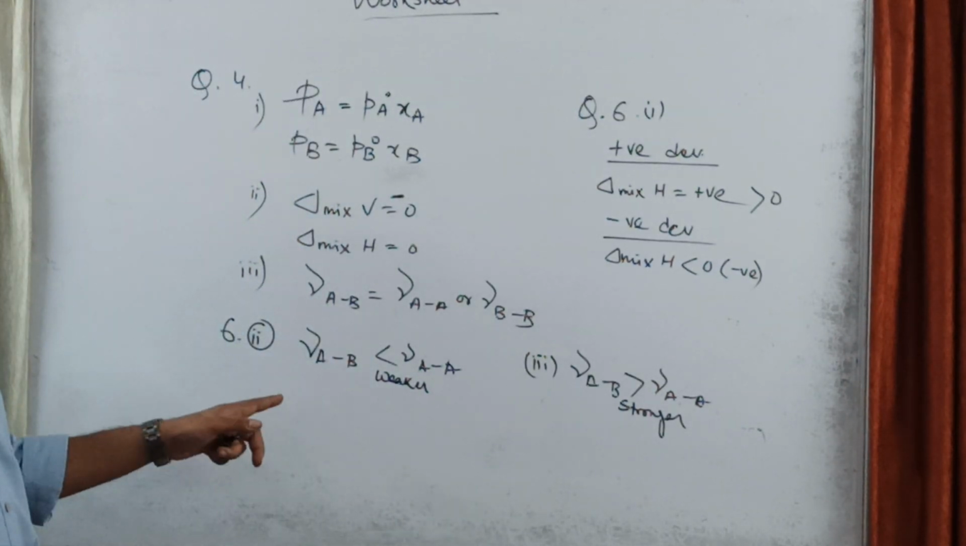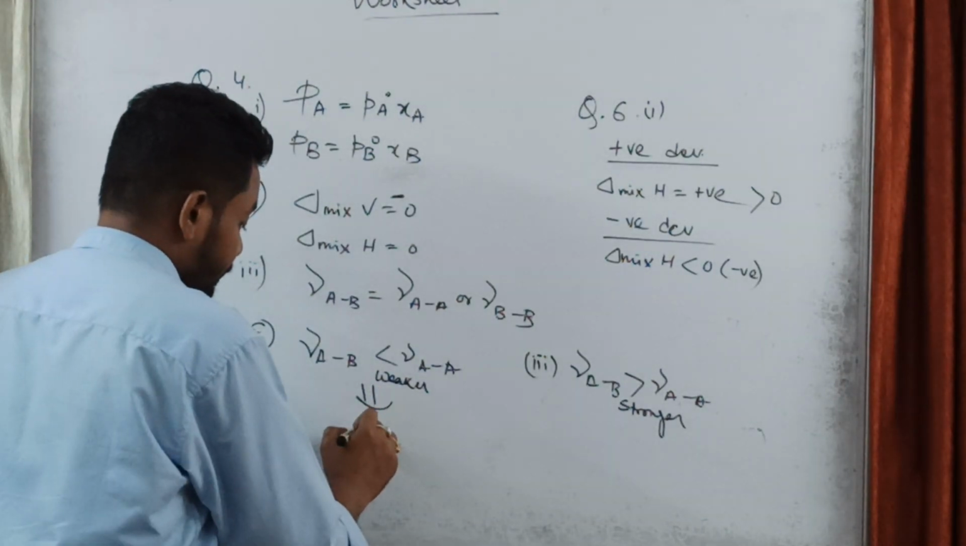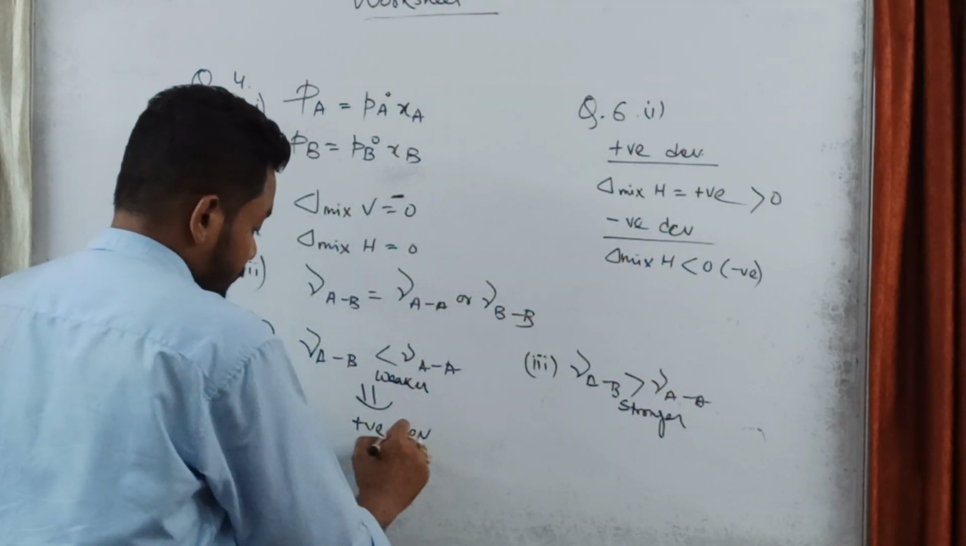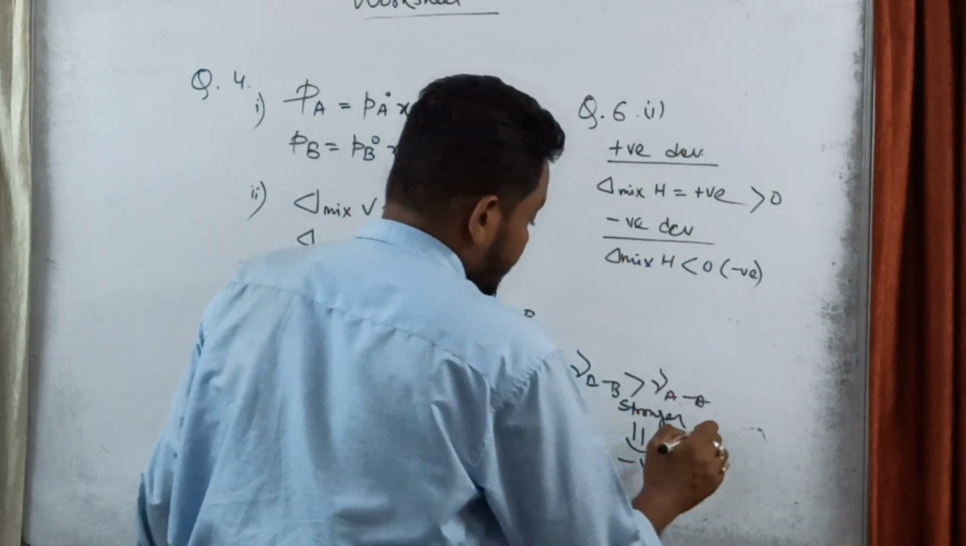So here you can see, weaker means we are following positive deviation. And stronger means we are saying negative deviation. Remember this.